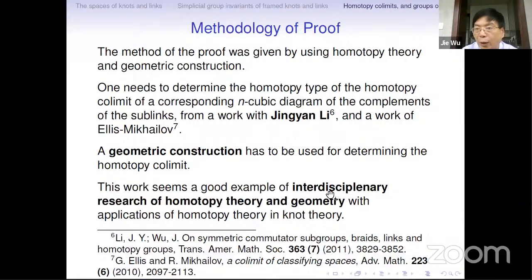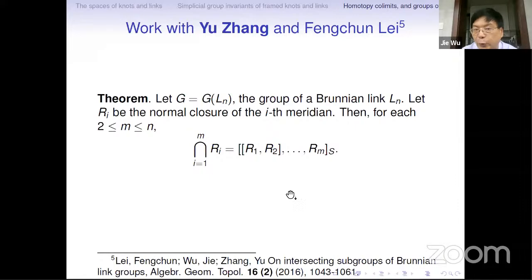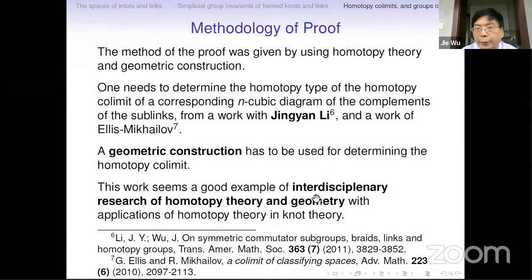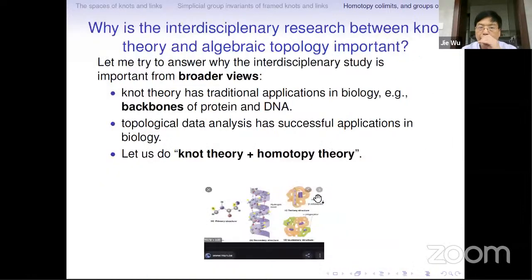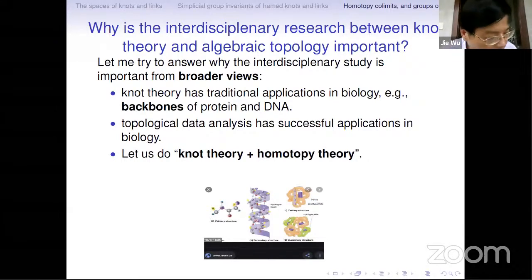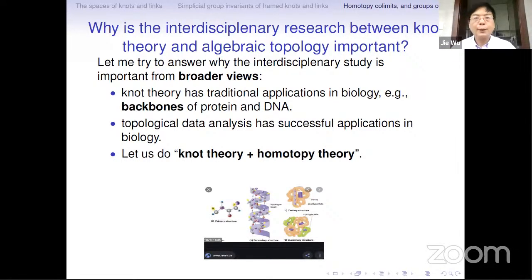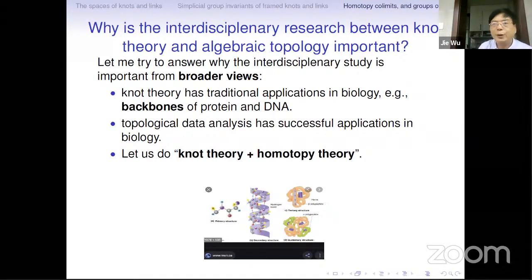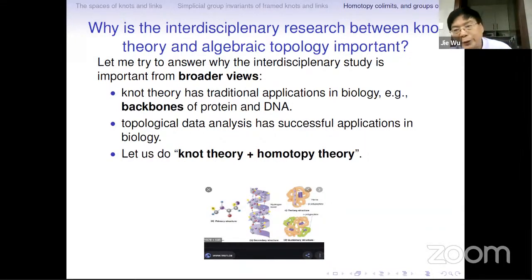So I'm not sure how we can easily work out using methods of low dimensional topology, but somehow the homotopy theory method works very well for this question. Okay, yeah, I think that's basically what I try to share: my views on the algebraic topology methods in knot theory.